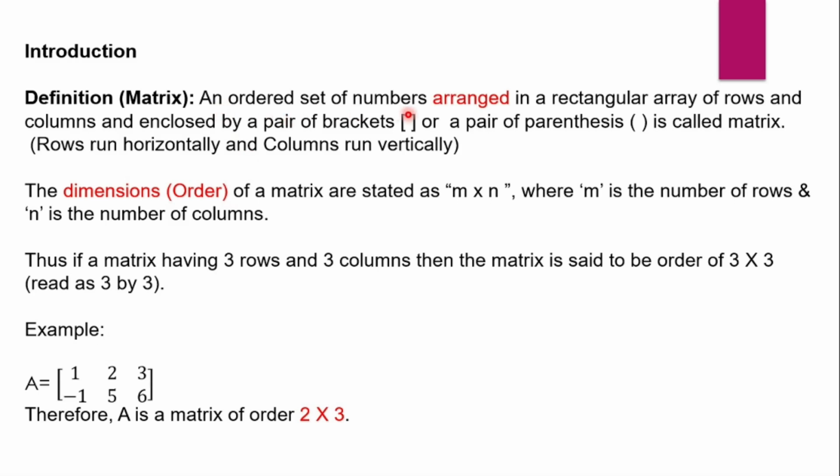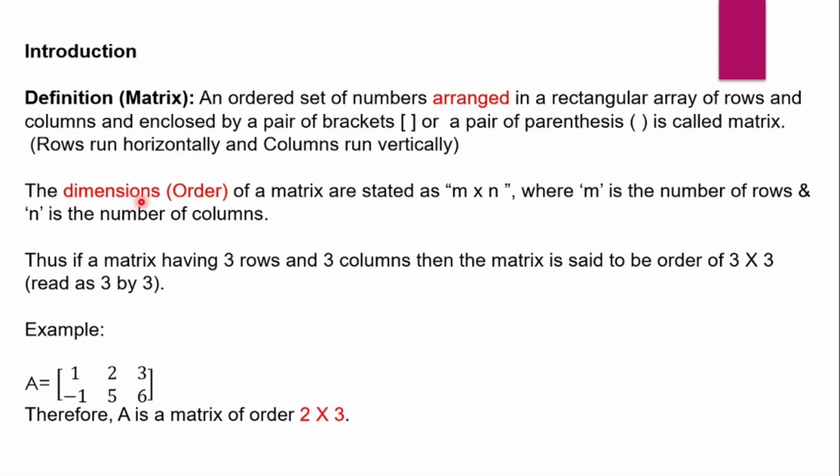An ordered set of numbers arranged in a rectangular array of rows and columns enclosed by a pair of brackets or pair of parentheses is called a matrix. So what is a matrix? Basically, it is the arrangement of numbers which we place in enclosed brackets or parentheses, and that would be arranged in rows or columns.